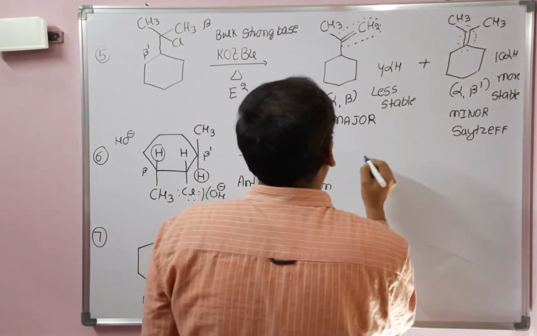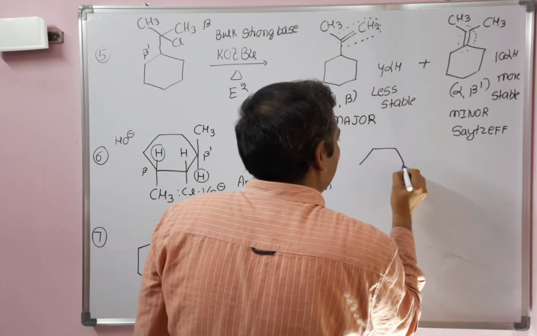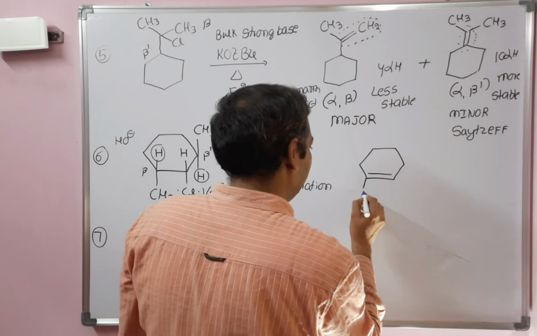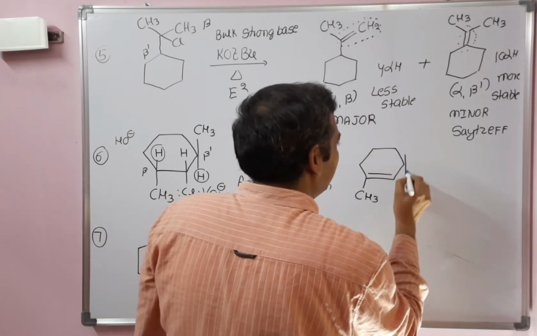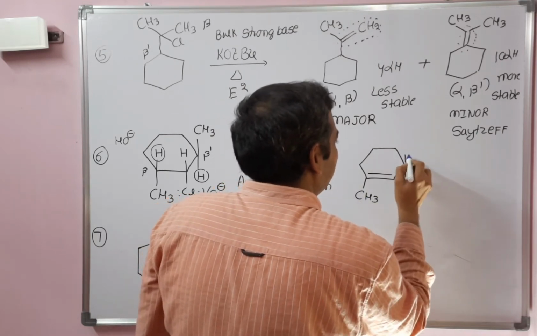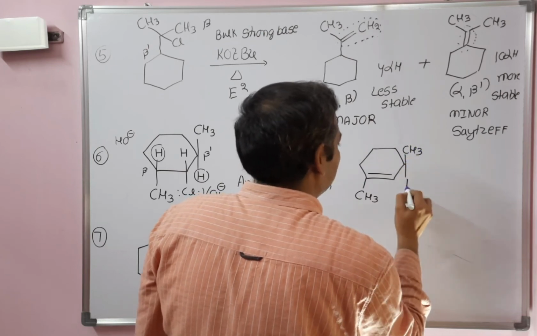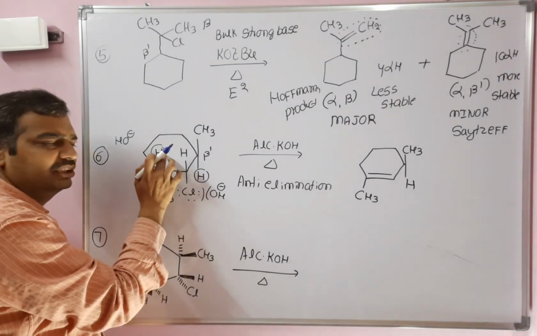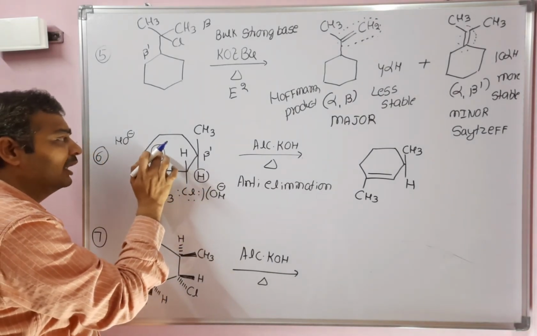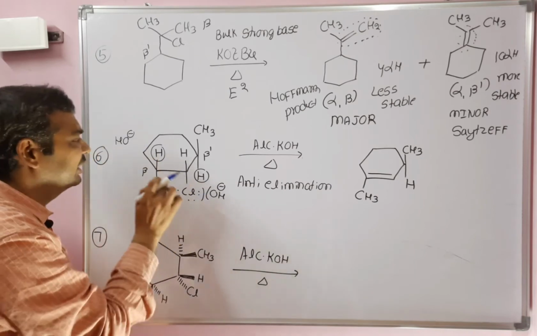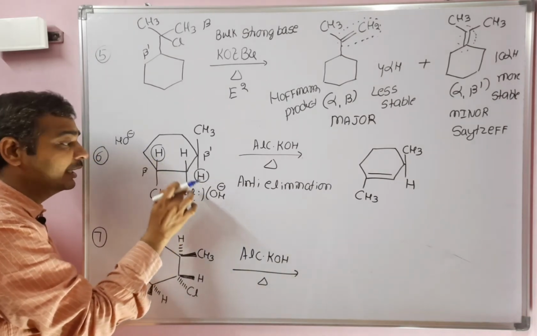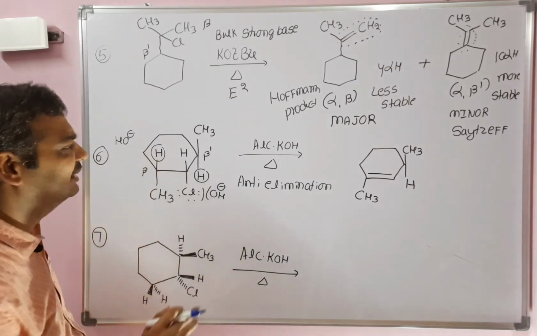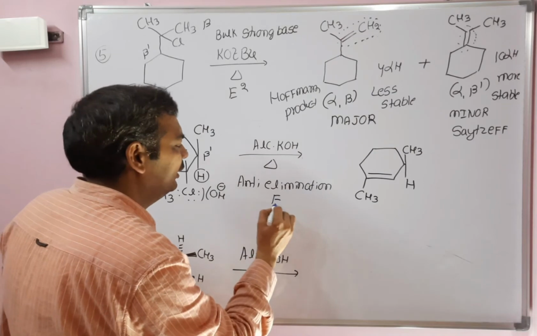That is called anti-elimination. The product obtained here is, we will get a double bond here, CH3. It will not abstract a proton here. This hydrogen is not possible to abstract, because this is the same side, whereas this is the opposite side. So the base will abstract a beta carbon hydrogen which is opposite to the chlorine, because there fewer lone pair repulsions are there. That's why this is the anti-elimination E2 product.